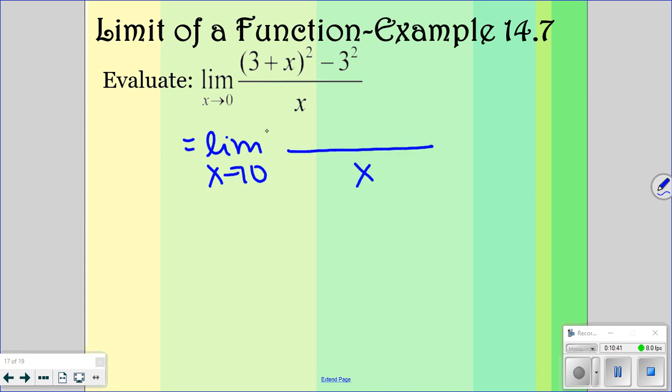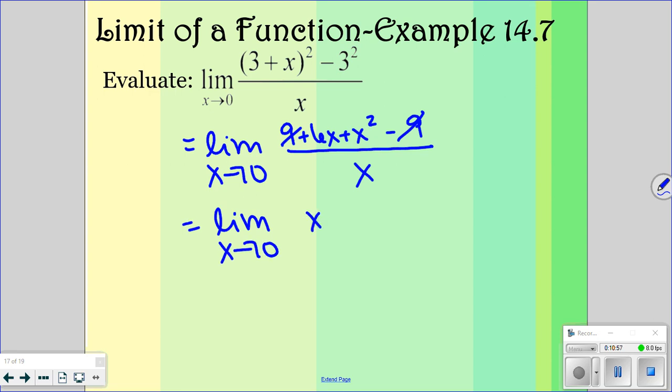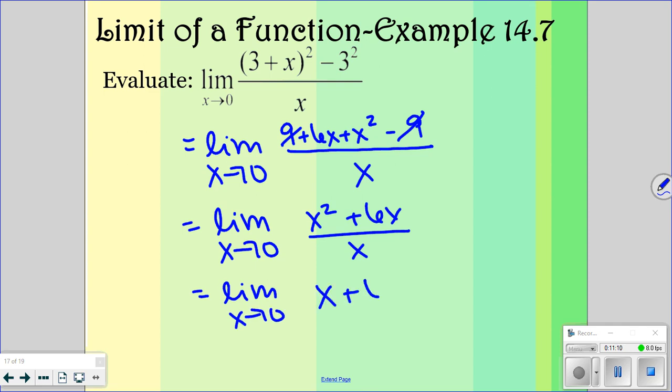And so if you expand x plus 3 squared, you get 9 plus 6x plus x squared, and then minus 9. So those 9's cancel. So you have the limit as x approaches 0 of x squared plus 6x over x. And we have an x in all terms, so that x will factor. And so we end up with x plus 6. And then if you plug in 0 for your x, you just get 6 left. And so that would be your answer for that one.